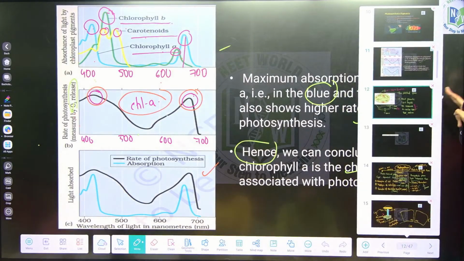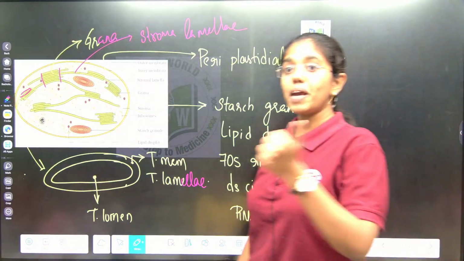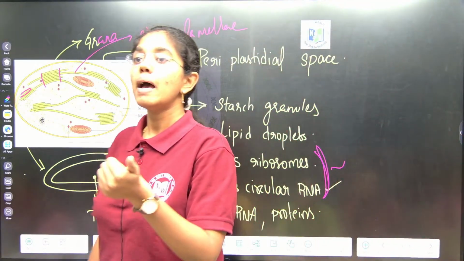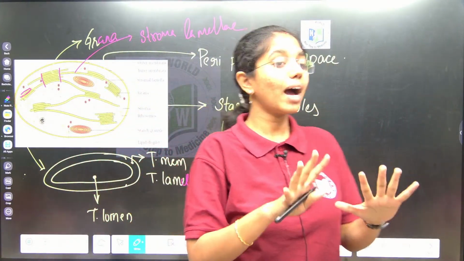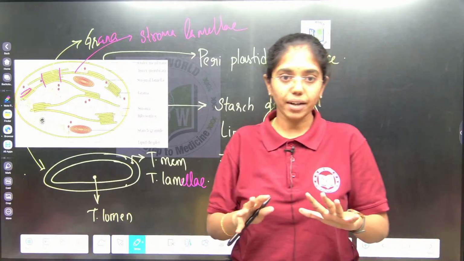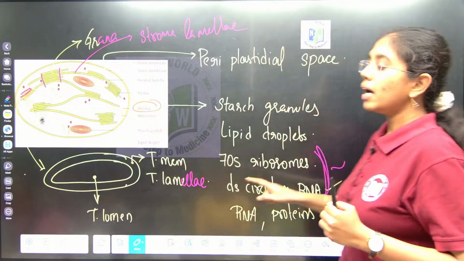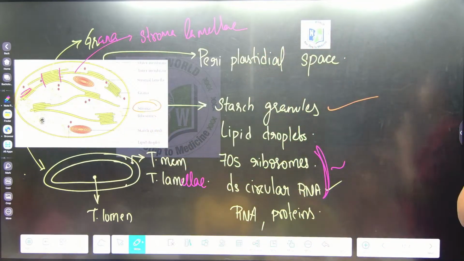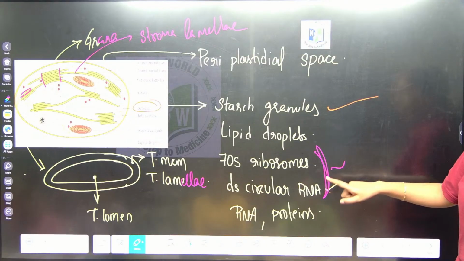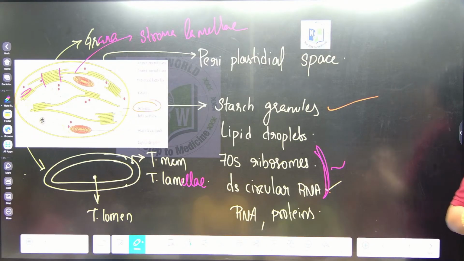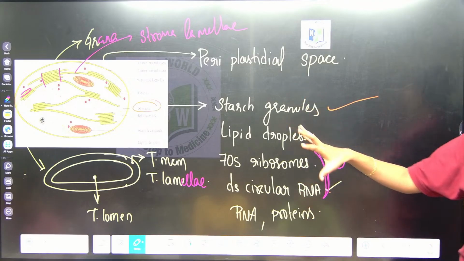And then we have clearly dealt with the chloroplast organelle, which is double membrane bound. The space between the two membranes is known as the periplastidial space. Inside the chloroplast you have a fluid filled matrix. That fluid filled matrix is addressed as stroma. It consists of starch granules, lipid granules, RNA and proteins. These are the molecules present inside the stroma.